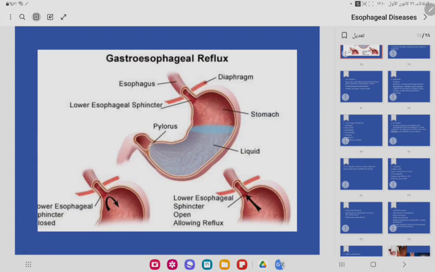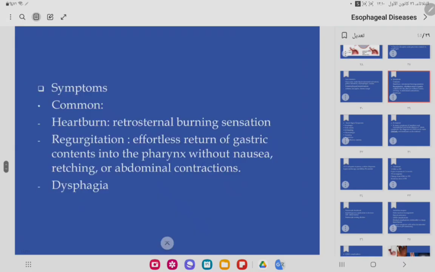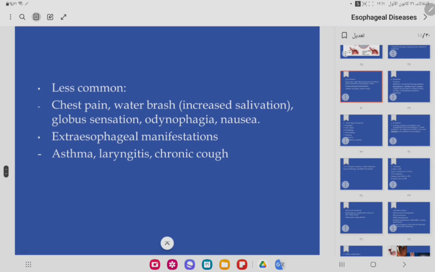Okay. Symptoms: heartburn, retrosternal pain, regurgitation, which is effortless return of gastric contents to the pharynx without nausea, retching, or abdominal contraction. Dysphagia. Heartburn is quite common, and they might present acutely with pain. Less common is chest pain. Water brash, increased salivation, because of the gastric juice reaching the oral cavity, they will keep salivating. Globus sensation, the patient feels that there is something within the throat. This was previously called globus hystericus.